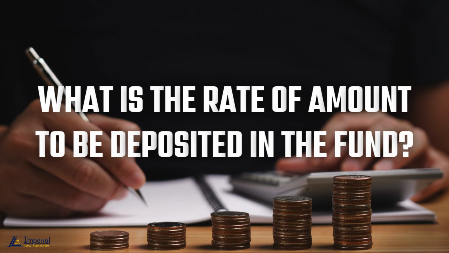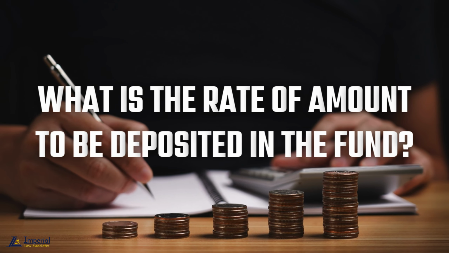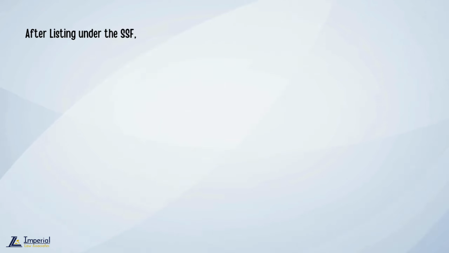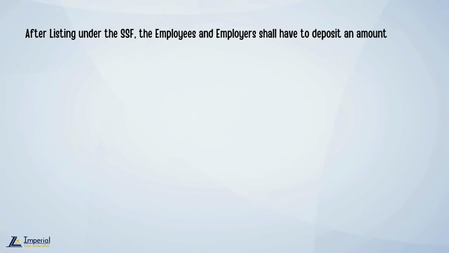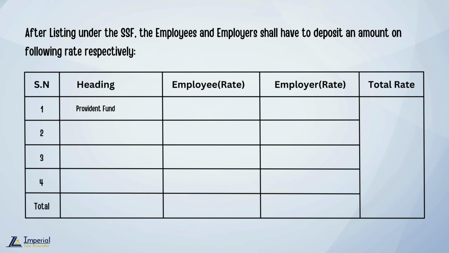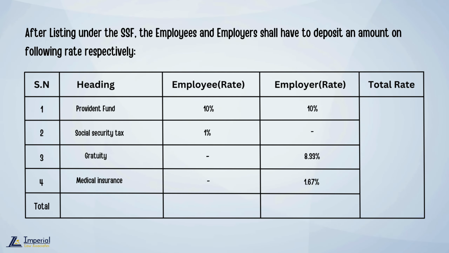What is the rate of amount to be deposited in the fund? After listing under the Social Security Fund, the employees and employers shall have to deposit an amount at the following rate respectively. Number 1. Provident Fund, employee 10%, employer 10%. Number 2. Social Security Tax, employee 1%. Number 3. Gratuity, employer 8.33%. Number 4. Medical insurance, employer 1.67%.